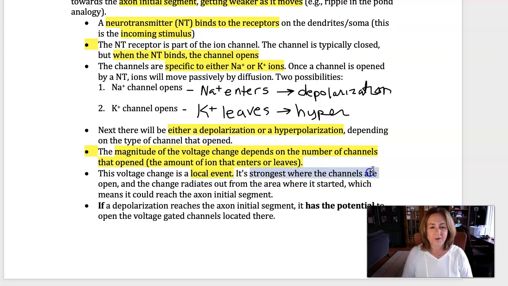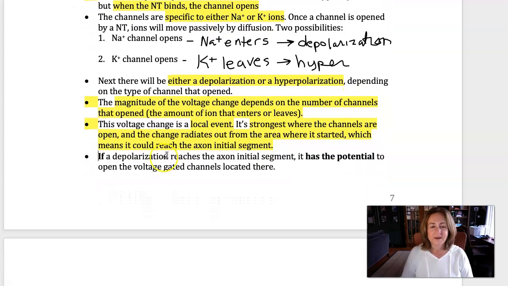It's strongest where the channels are opened, and then it radiates out from that area, which means that it could reach the axon initial segment. And this is what we're waiting for. If it's a depolarization, and if that depolarization reaches the axon initial segment, it has the potential to open voltage-gated channels that are located there. What would have to happen is we'd have to depolarize the axon to what's known as a threshold level. The threshold level would be the electrical charge that causes the voltage-gated channels to open.